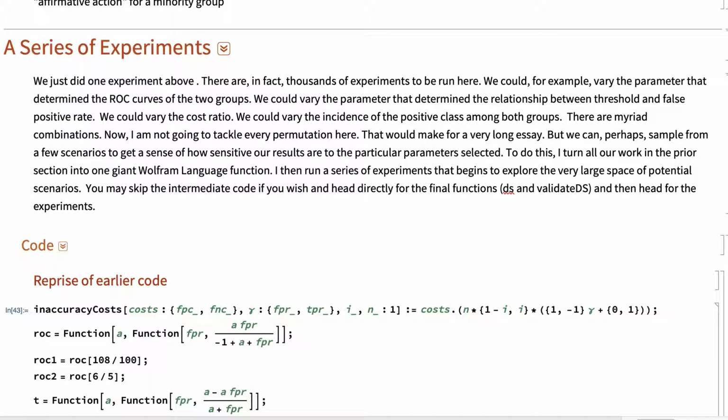Now, I am not going to tackle every permutation here. That would make this essay and the video unbelievably long instead of just really long. But what we can do is sample from a few scenarios to get a sense of how sensitive our results are to the particular parameters selected. To do this, I'm going to turn all that coding that you saw in the prior section into a giant Wolfram language function, and then we're going to explore 8 different scenarios.